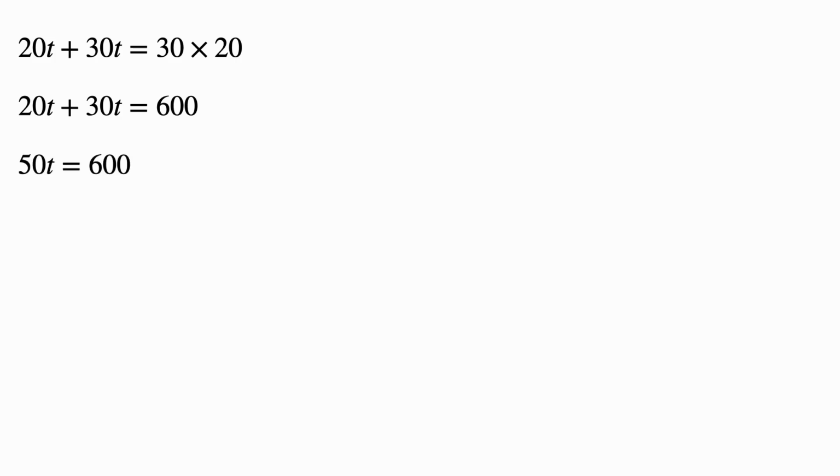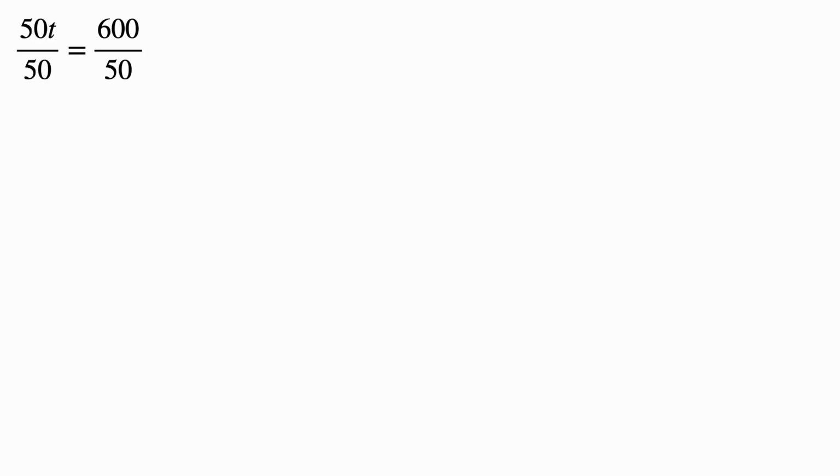Now we will want to get the t, the unknown value, all by itself. So we'll divide both sides of the equation by 50. To keep our equation equal, as what we do to one side of the equation, we need to do the same to the other side of the equation to keep it balanced like a teeter-totter. Now we'll divide by 50. On the left side of the equation, we have 50t divided by 50, which will be t. Next, on the right side, we have 600 divided by 50, which will be 12.